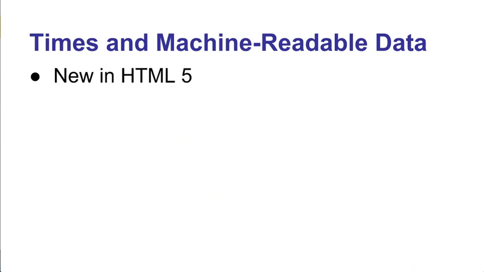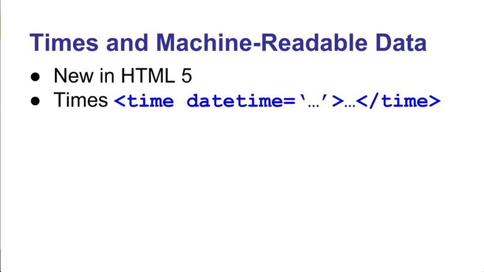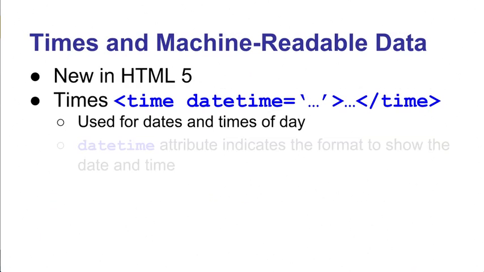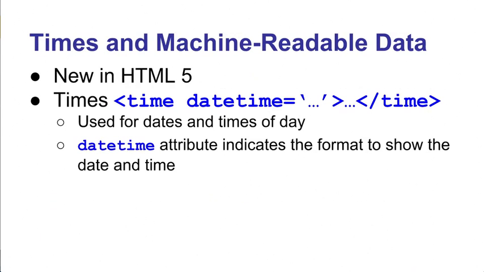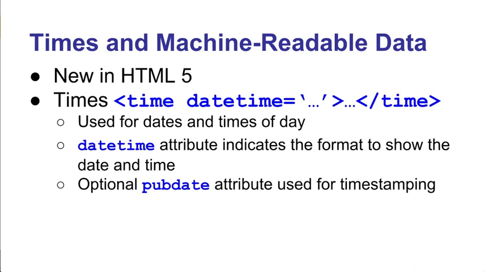The first of the new HTML elements are used for times, dates, and machine-readable data. Time tags are used to display dates and times of day. They include a date-time attribute to say what the format of the time should be. For example, should the month come before or after the day, or should the year come first or last? There's also a special pub_date attribute used to timestamp an item. A timestamp marks an event in the life of the item, like perhaps the publication date of a page displayed in search results.